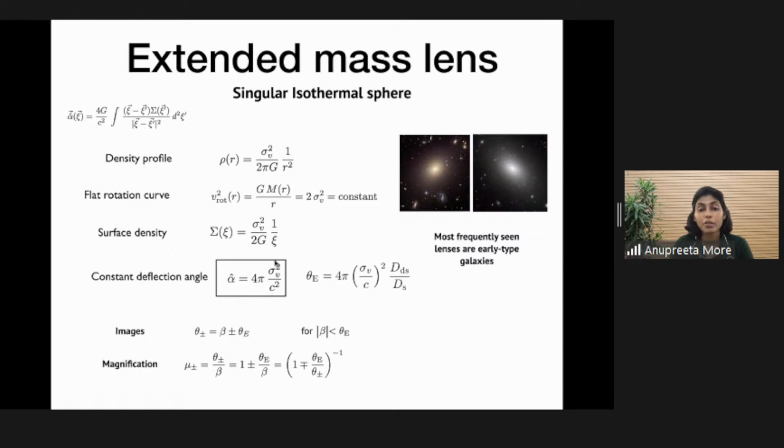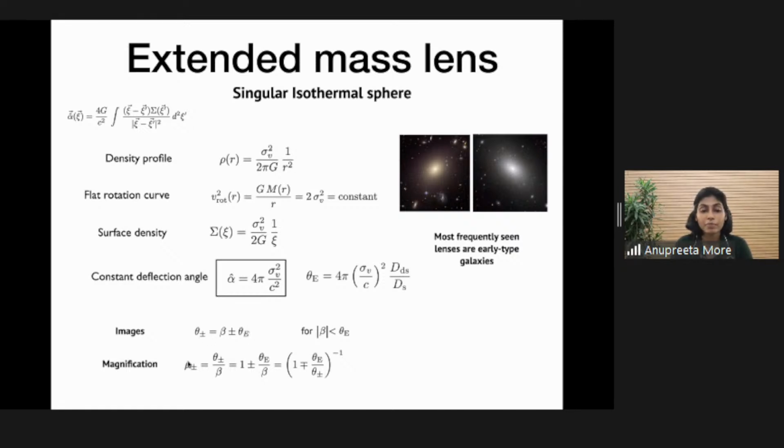And so again, if we take this scale deflection angle and substitute it in the lens equation, you will get the solutions to the lens equation, which are then given by this expression. So for all the source positions which are within the Einstein radius, where you will see multiple lensed images, the locations of the images are given by just the source position plus or minus the Einstein radius.